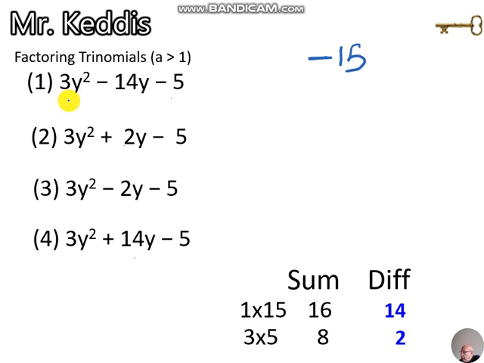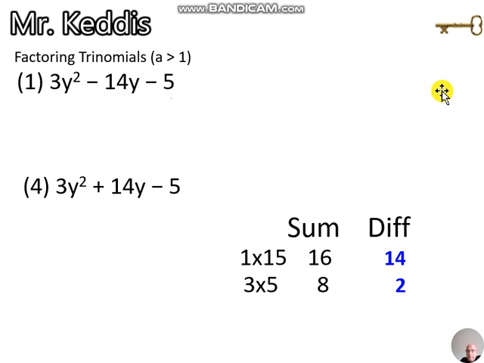Because when I multiply 3y times negative 5, I get negative 15y squared. For this one is 14 and 14, I'm going to use 1 and 15. And the sign must be different to get negative 15. Here, which is negative, when you multiply 3y squared times negative 5, I get negative 15y squared.